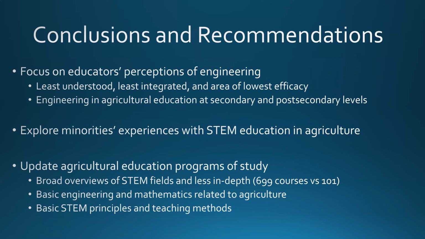We also need to update agricultural education programs of study in post-secondary courses. Teachers need to be getting a broad overview of STEM fields and not taking as many in-depth courses. So we had 699 science courses versus only 101 engineering courses. And so science is definitely getting the more in-depth study, and we need to make sure that the other areas are getting more of a broad coverage. Teachers need to have basic engineering and mathematics courses related to agriculture. This does not mean that they should completely ignore science and technology, but I think we need to have more of a focus on engineering and math.